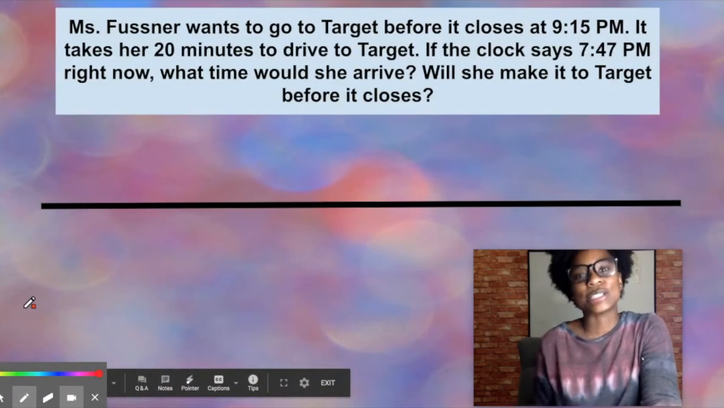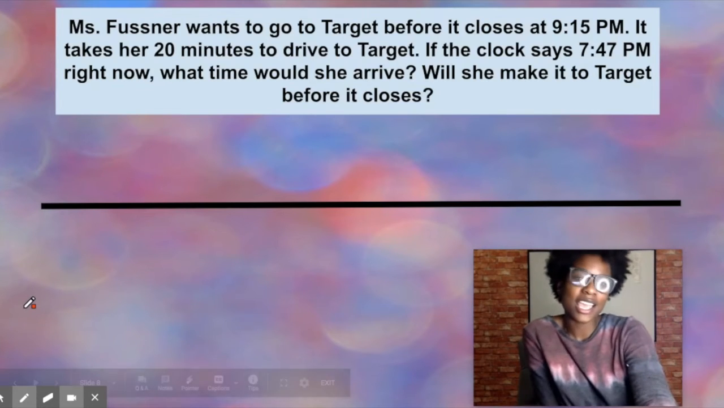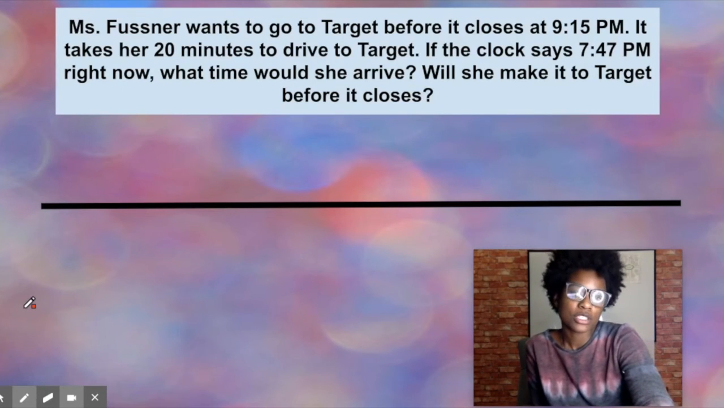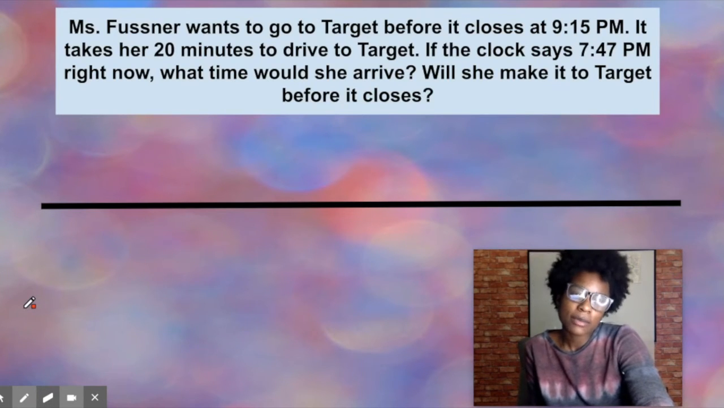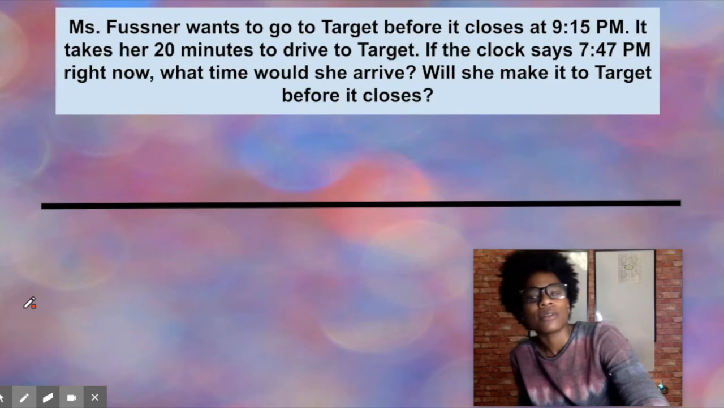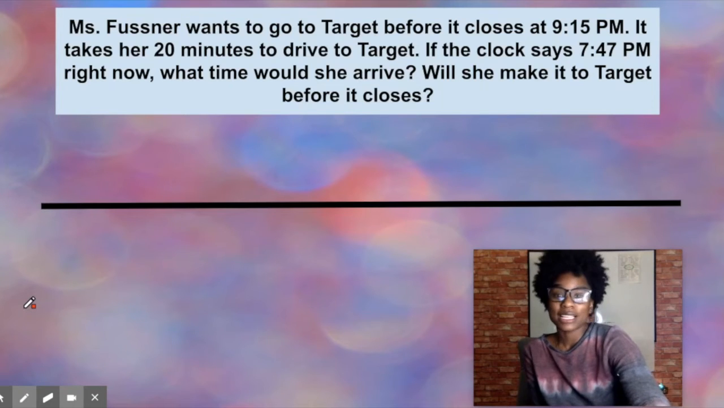Miss Fessner is someone else who really loves Target. Miss Fessner wants to go to Target before it closes at 9:15 p.m. It takes her 20 minutes to drive to Target. If the clock says 7:47 p.m. right now, what time would she arrive? Will she make it to Target before it closes? All right, let's find out, friends.